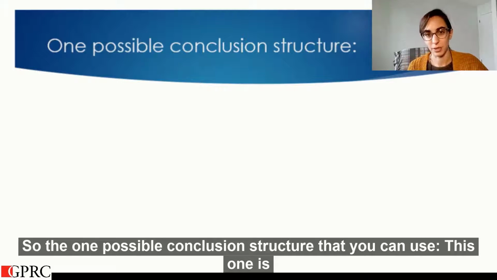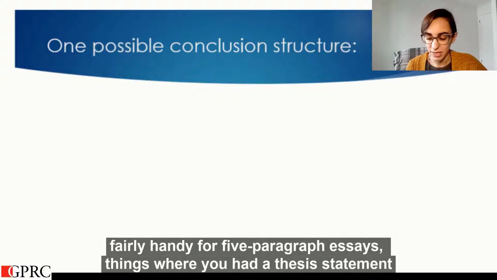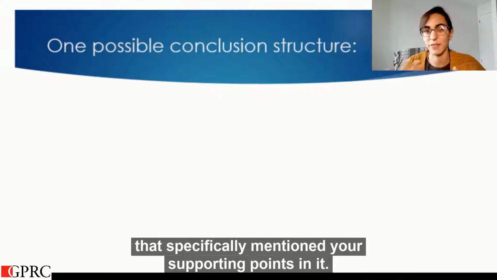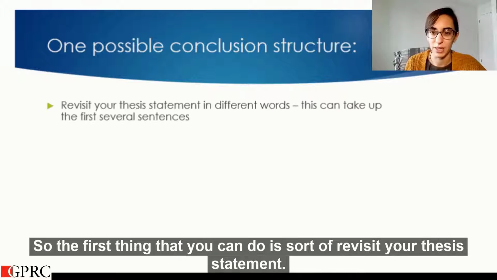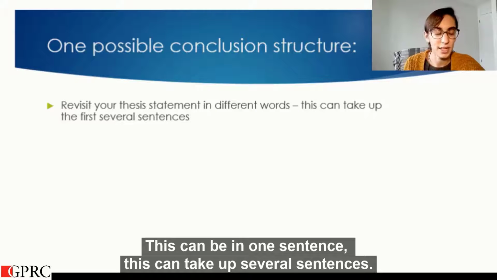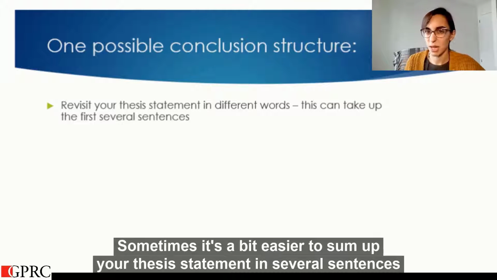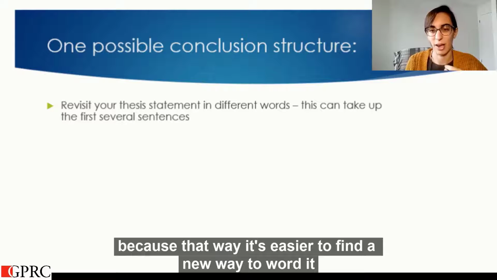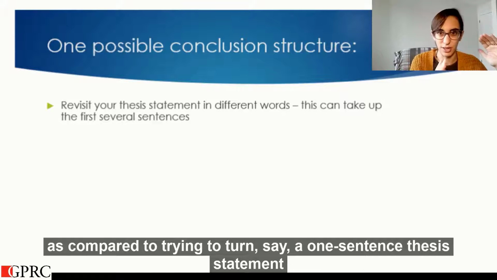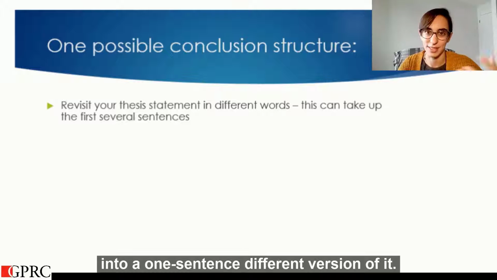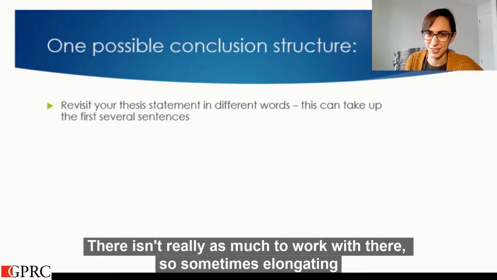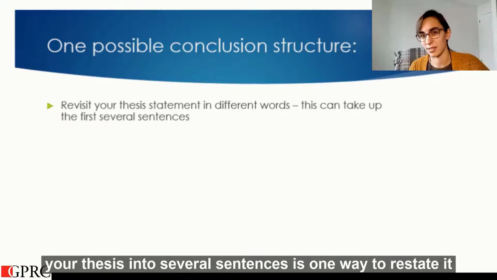Okay. So one possible conclusion structure that you can use, this one is fairly handy for 5-paragraph essays, things where you had a thesis statement that specifically mentioned your supporting points in it. So the first thing that you can do is revisit your thesis statement. This can be in one sentence, this can take up several sentences. Sometimes it's a bit easier to sum up your thesis statement in several sentences because that way it's easier to find a new way to word it as compared to trying to turn, say, a one-sentence thesis statement into a one-sentence different version of it.